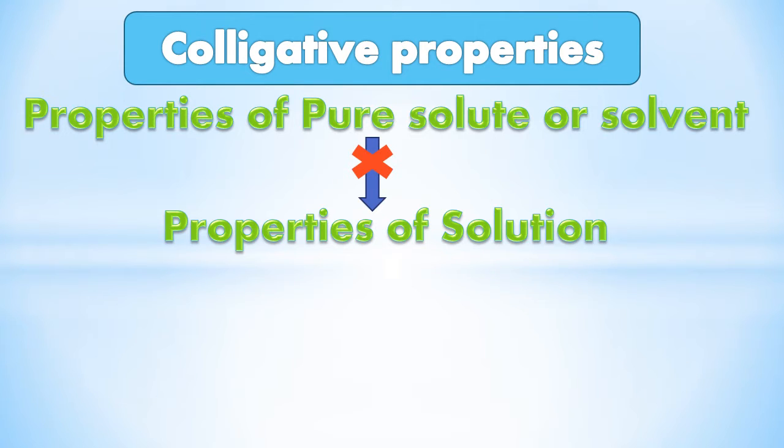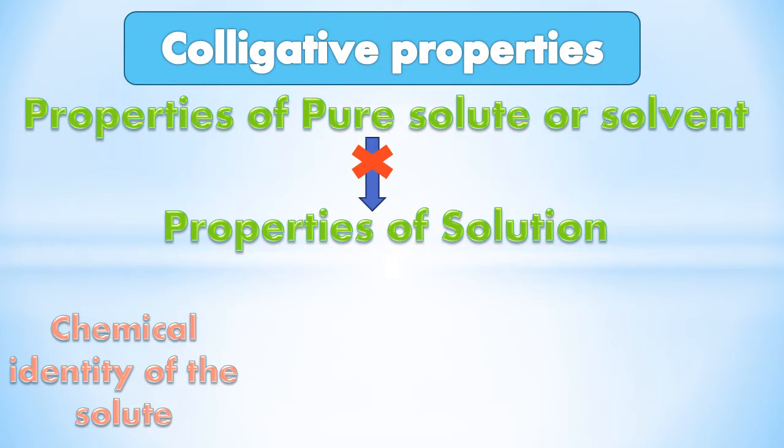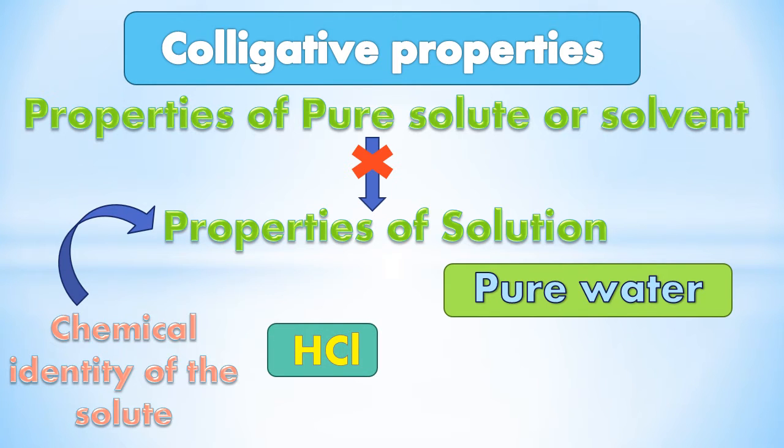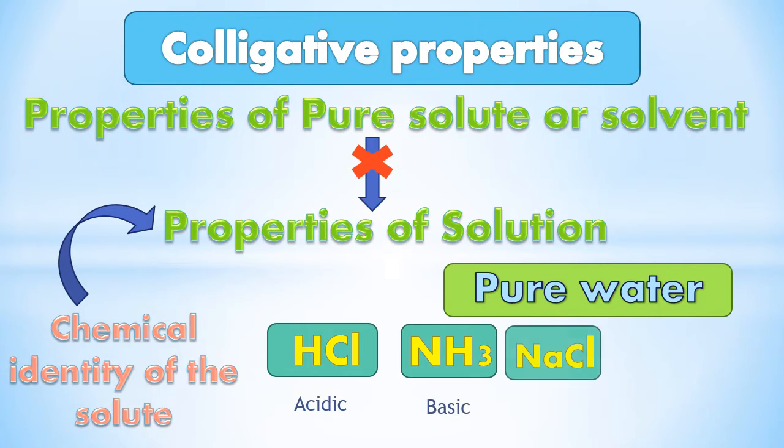Many solution properties are dependent upon the chemical identity of the solute. Compared to pure water, a solution of hydrochloric acid is more acidic, a solution of ammonia is more basic, a solution of sodium chloride is denser, and a solution of sucrose is more viscous.